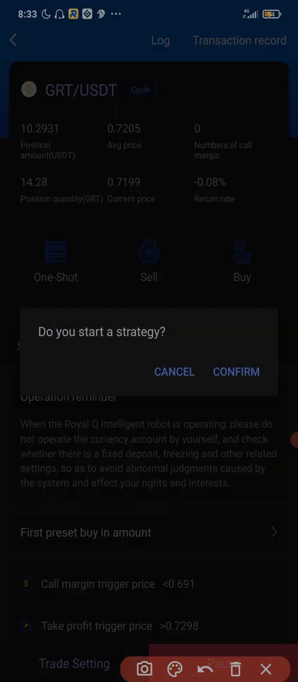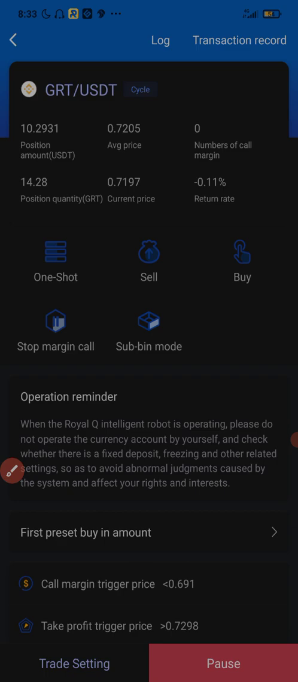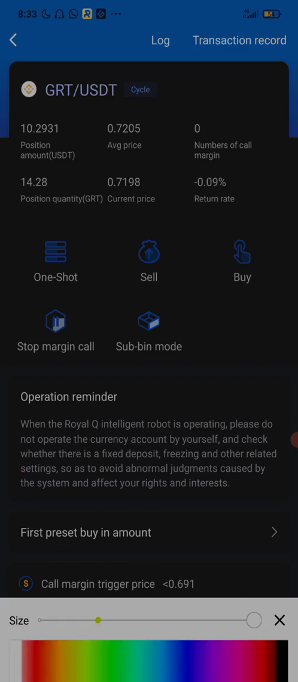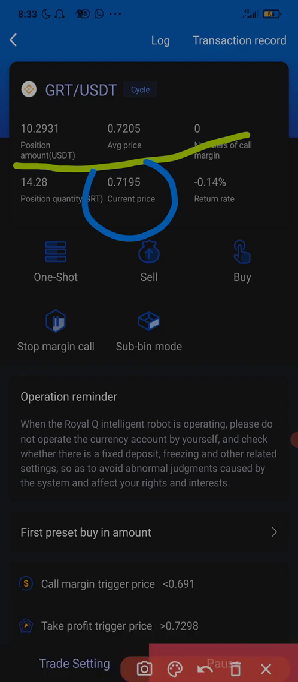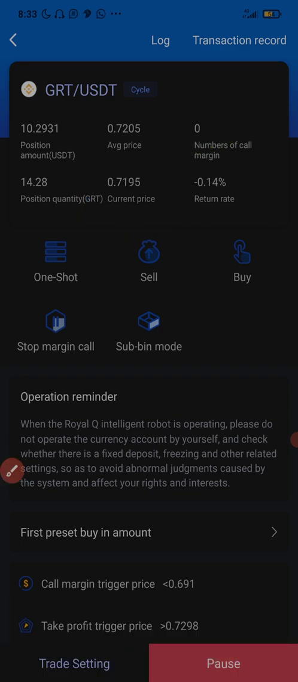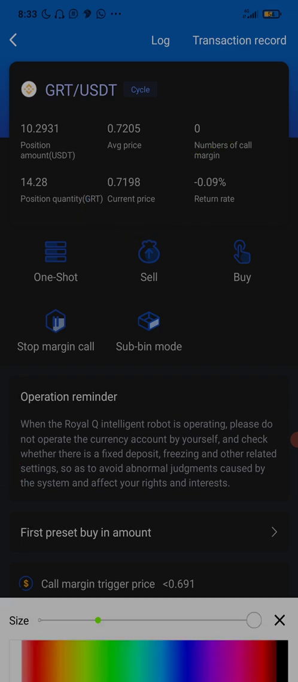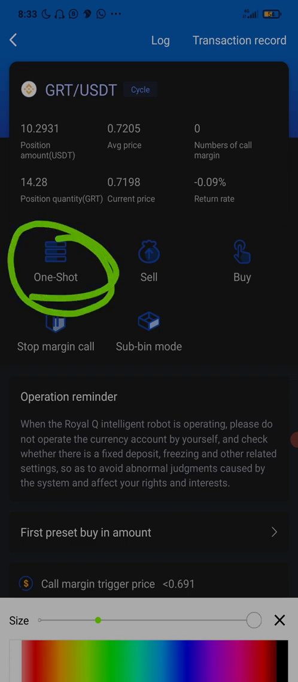So we can actually decide to pause this trade at any time, and you can see these are our positions, and this is the current price of the coin. So we can decide to change this trade to one shot by clicking here, but currently it's on cycle.